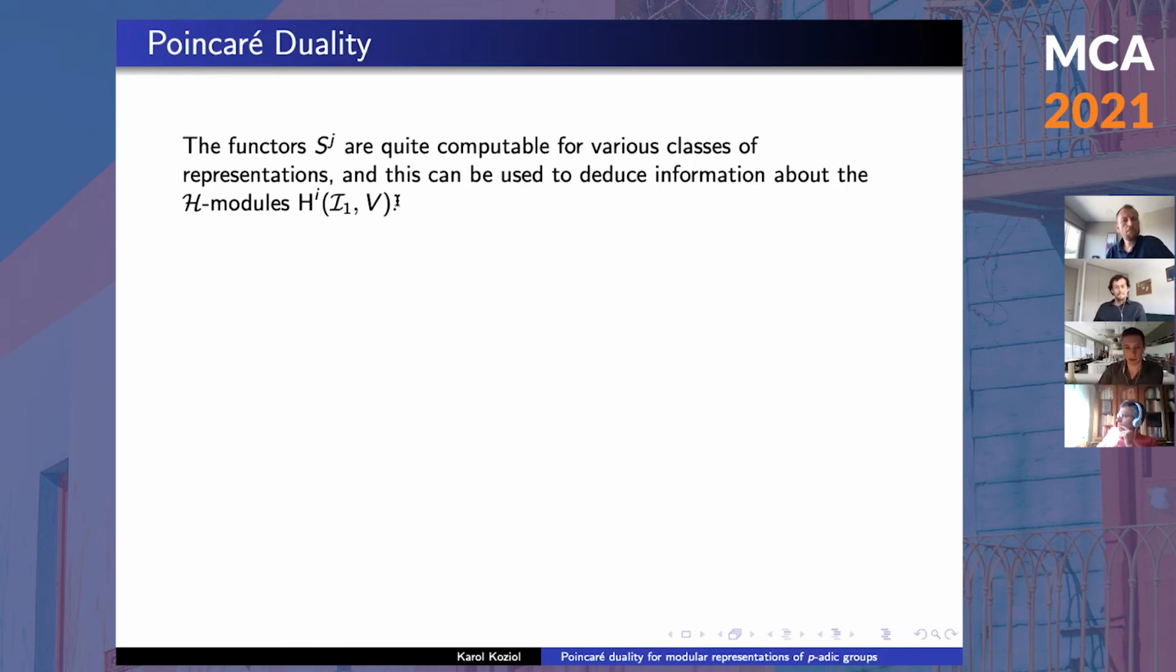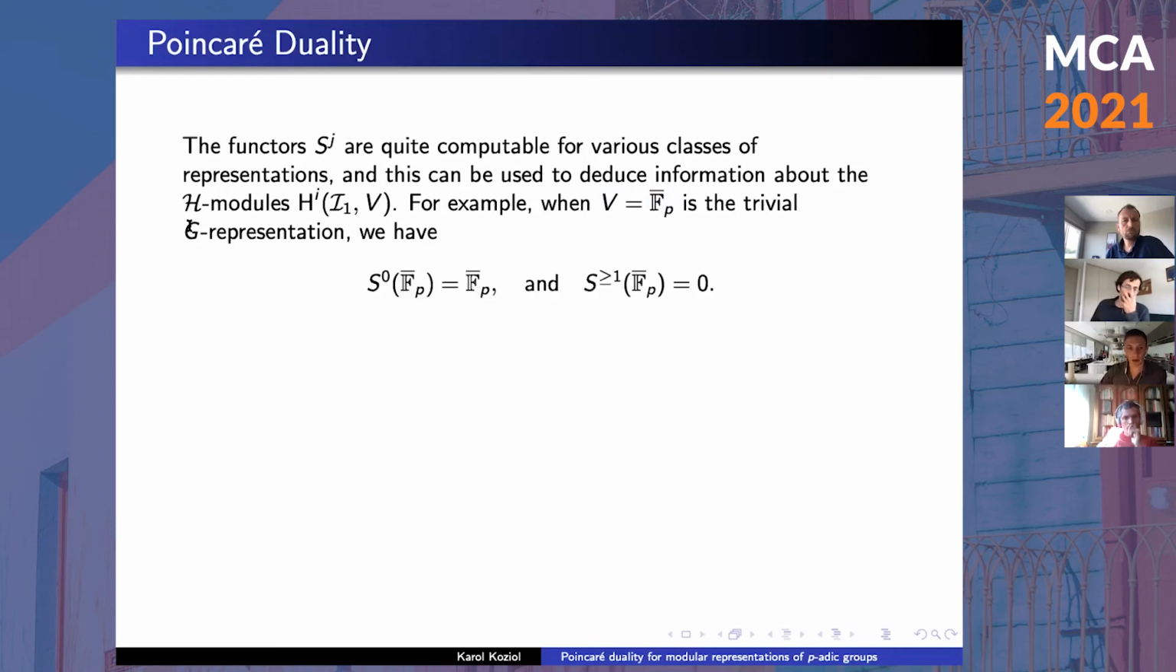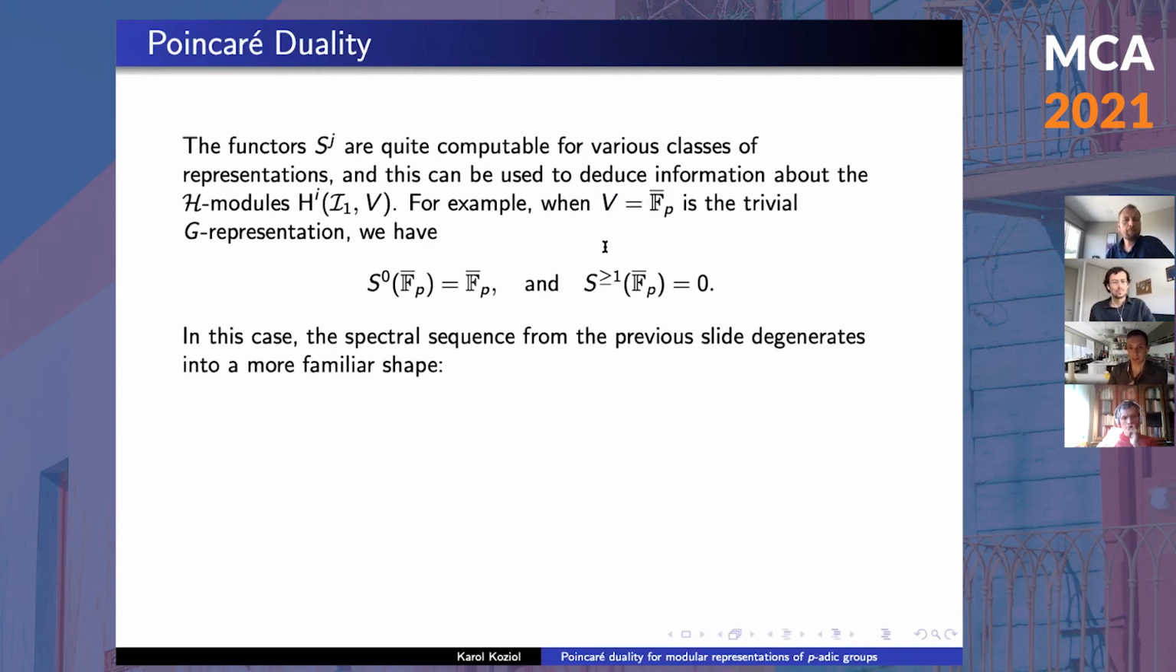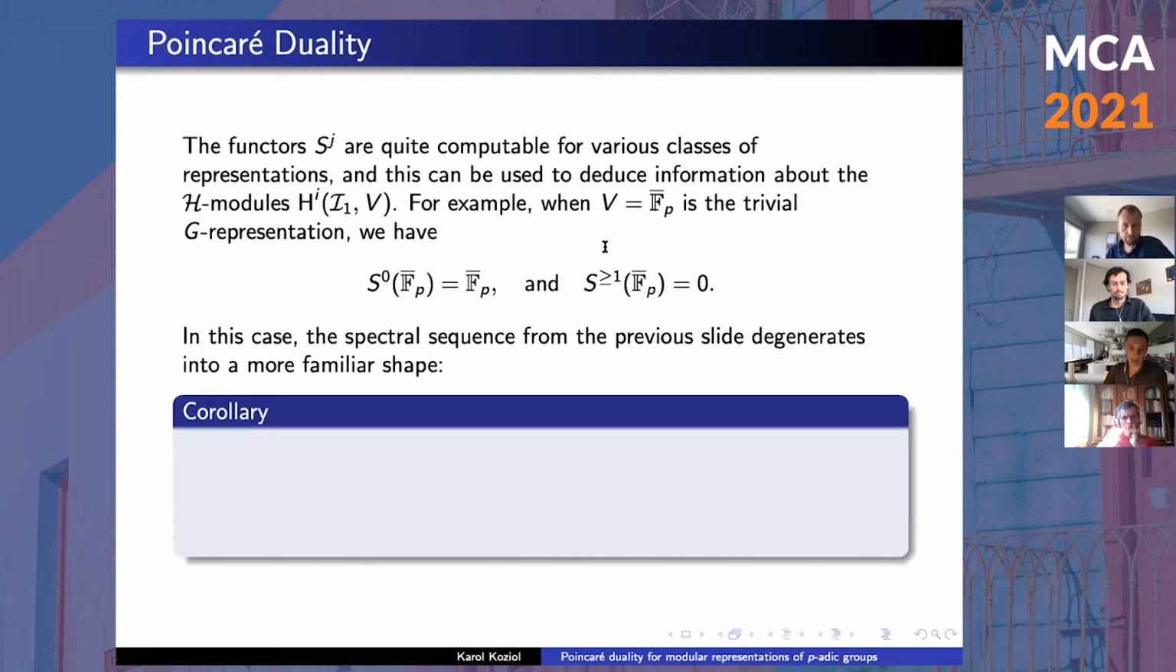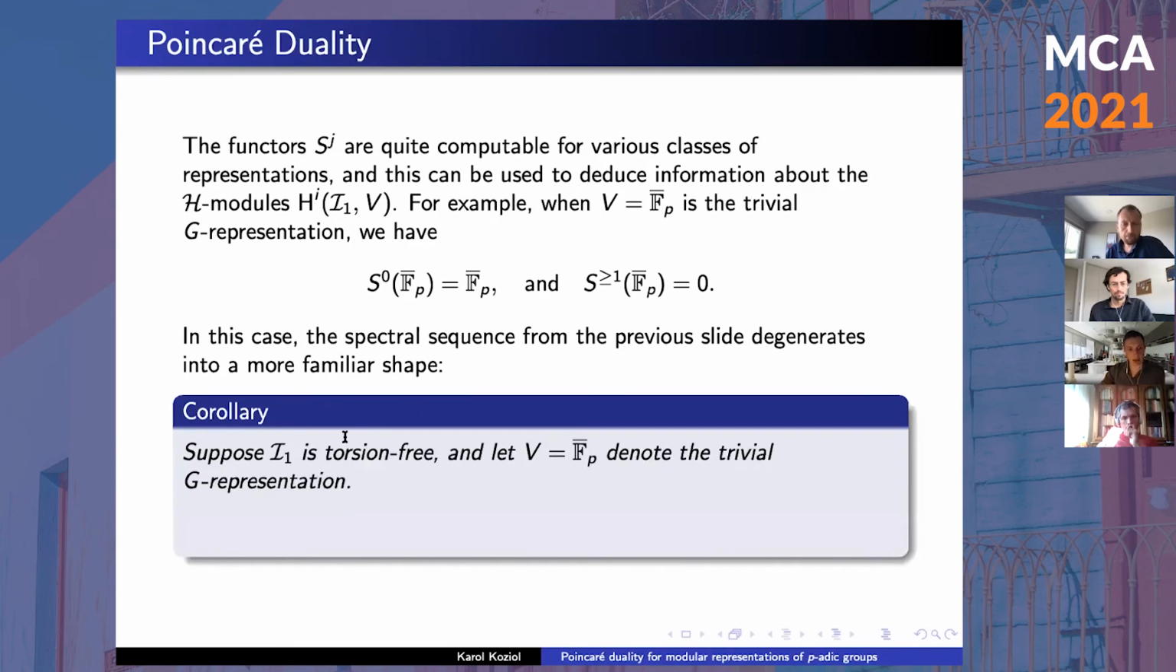So let me give an instance of when these things are easy to compute. If I take the trivial representation of any reductive group G, then the first smooth dual ends up being just the trivial representation again, and anything above ends up being 0. So what this implies is that the spectral sequence from the previous slide immediately degenerates and takes on a more familiar shape, which I'll make clear.